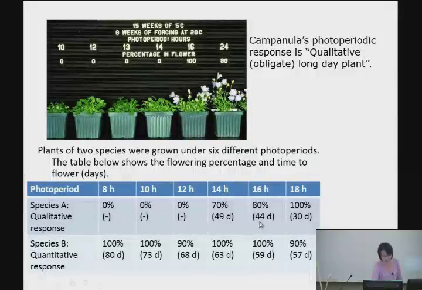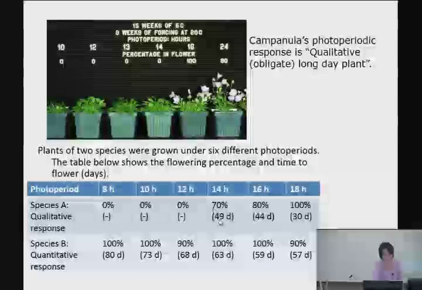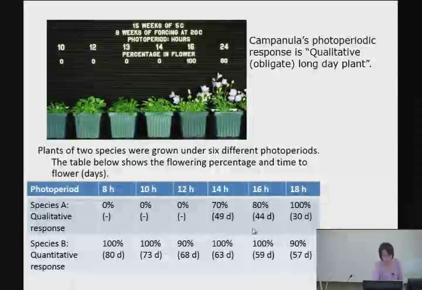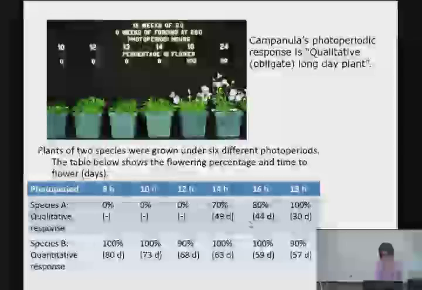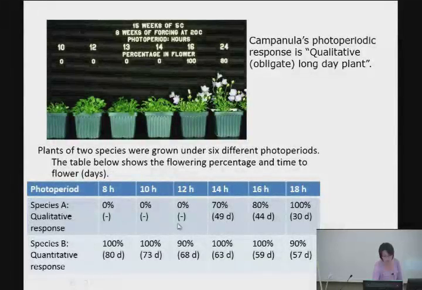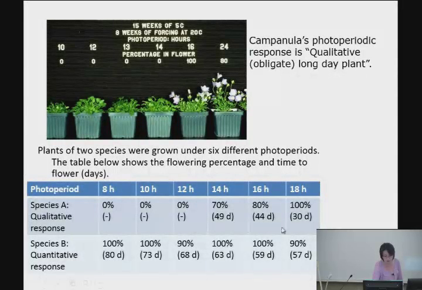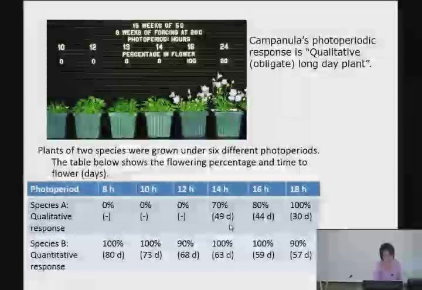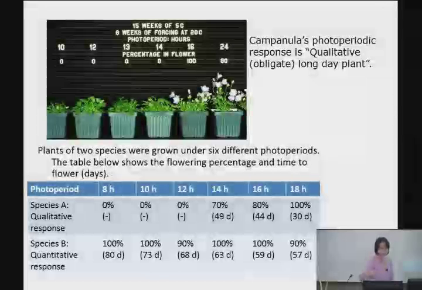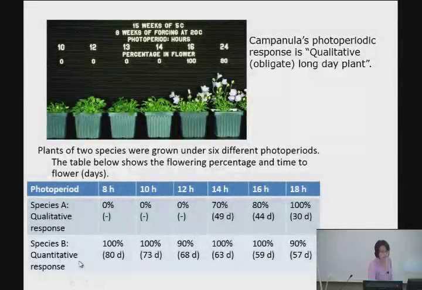And then from 14 hours, 70%, 80%, 100%. It's not quite 100%, but the tendency is that there is a clear threshold in here. And the days to get flowers is also infinite, meaning never flower, and then here it's 30 to 50 days to flower. That is an example of qualitative response, and the lower part of the table is quantitative response.